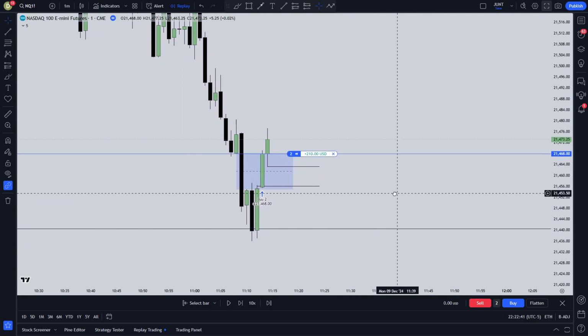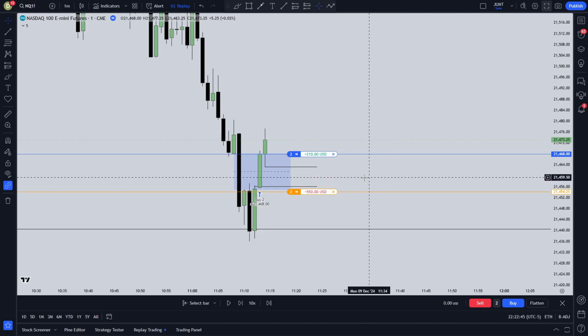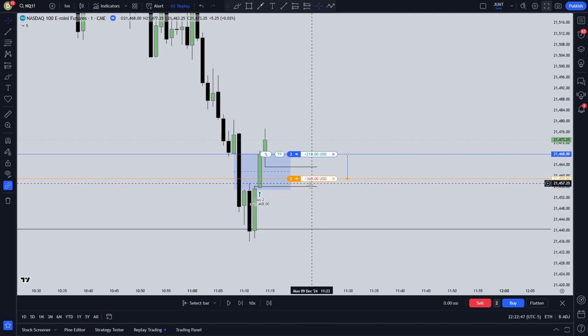Now, since we have this fair value gap, I want to make sure to put my stop loss under the fair value gap. It's crucial that it's under and not in it because price likes to draw back into these zones sometimes, which is good for adding in more size and DCAing, but it's not good for your stop loss. So make sure you put your stop loss under the fair value gap.